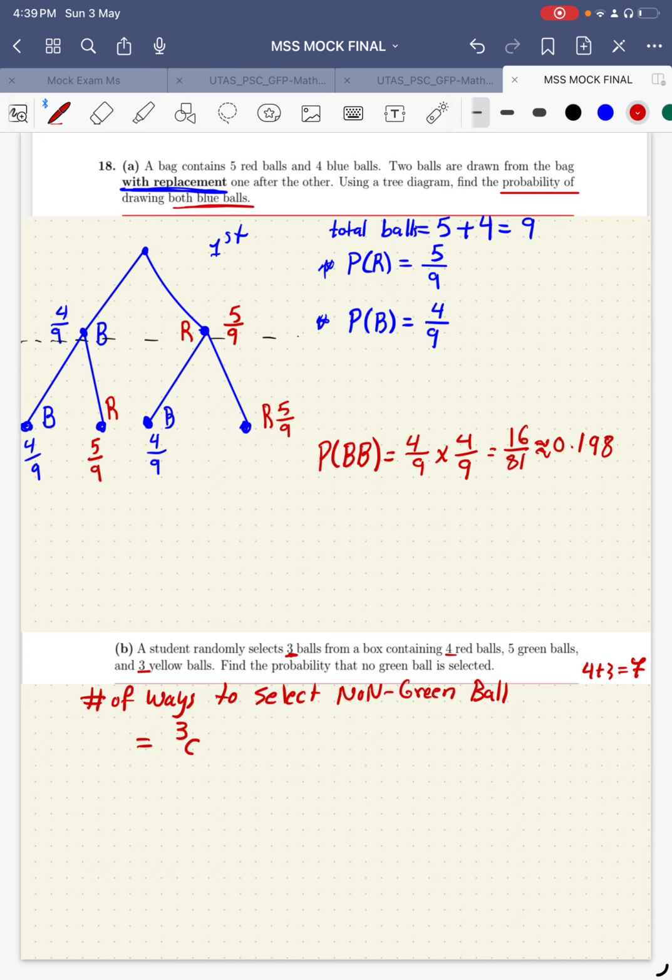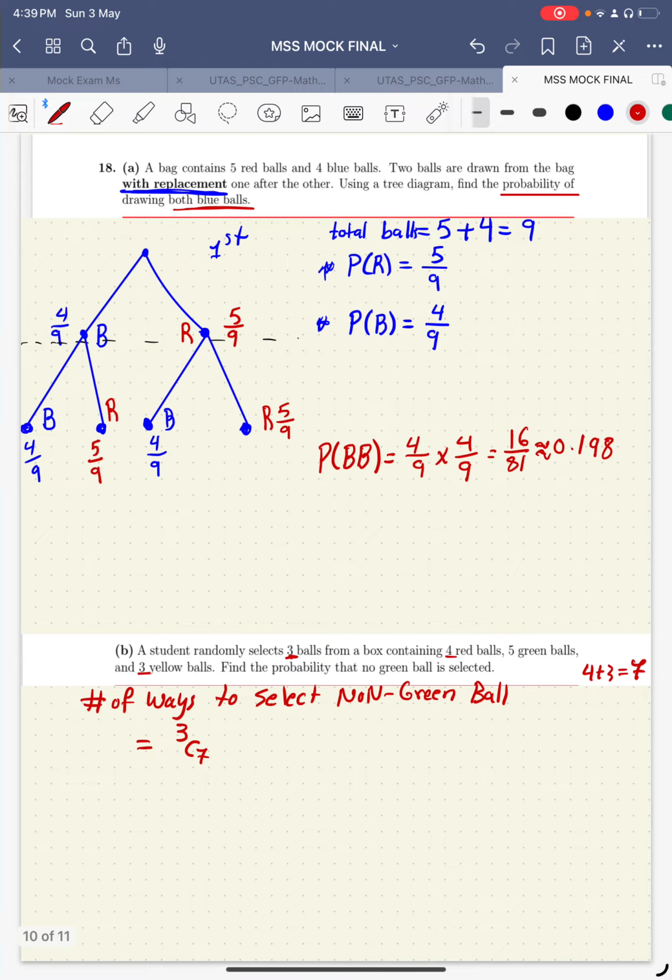So I'm going to choose three out of seven balls. How many ways can I choose three out of seven? That's going to be 35. So it will be 35.